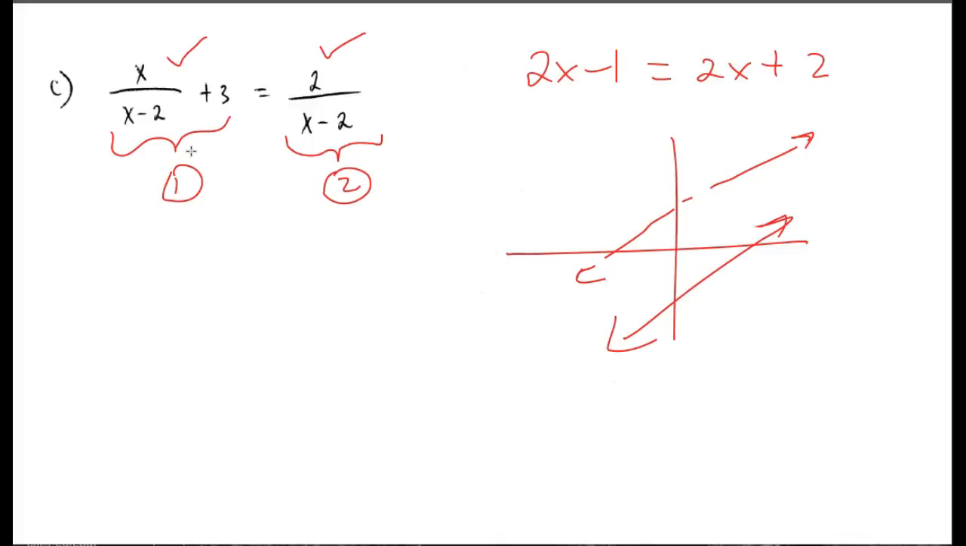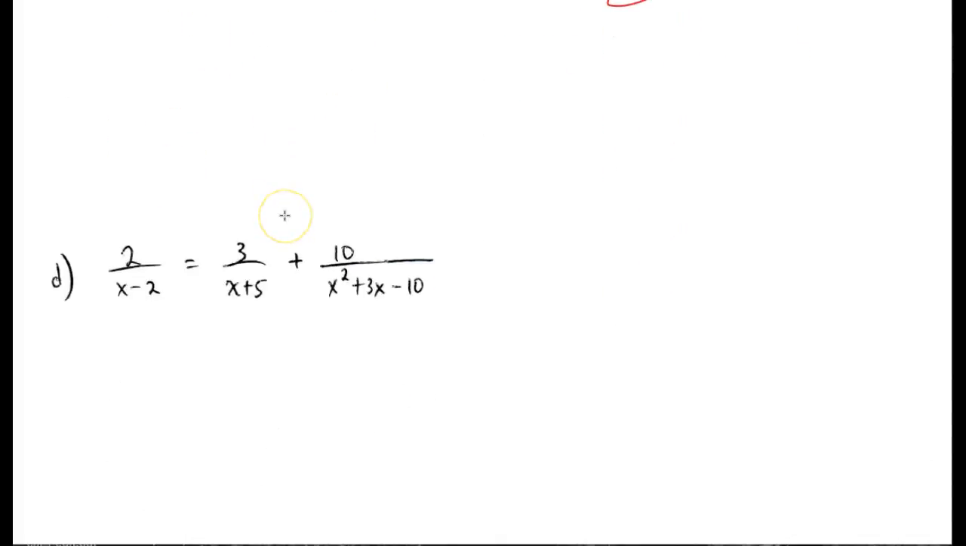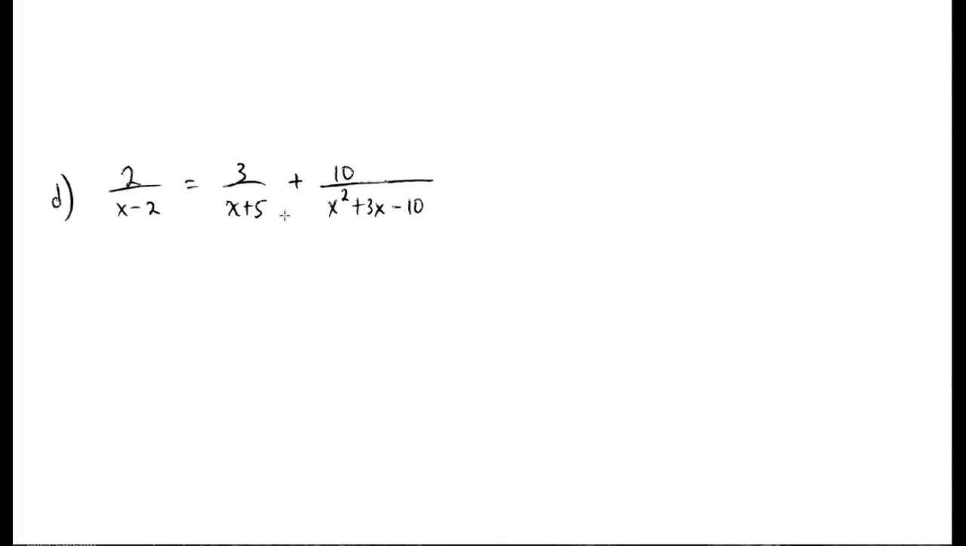So again, that's why we have no solution for this particular equation, because they do not cross anywhere at points that are defined on each of the graphs. All right, so let's go ahead and move on to the next example.